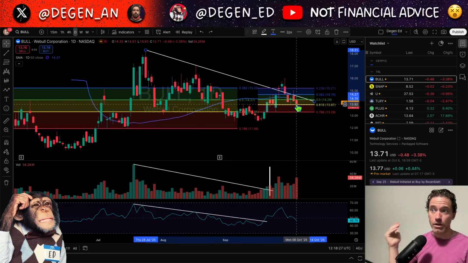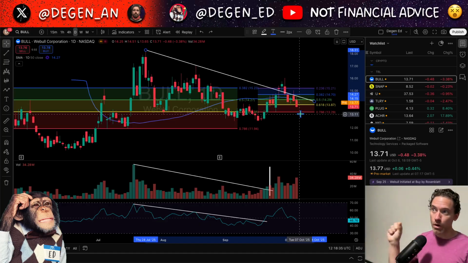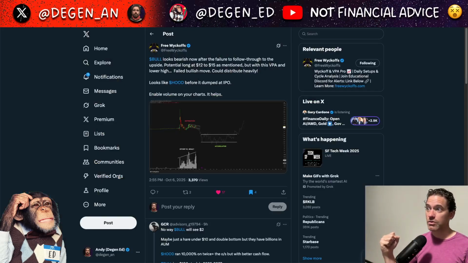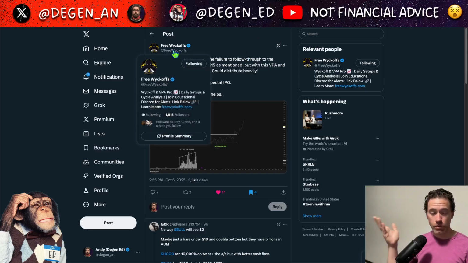Having pulled back to that yellow line there, the 618 around 13.87, it could be heading down to the 786 at 13.29 or possibly lower. That brings me to the first tweet that I wanted to go over, which is from Free Wyckoffs. I'm going to include a link to all of these profiles in the description of this video so you can follow these guys on X and or check out their channels on YouTube.